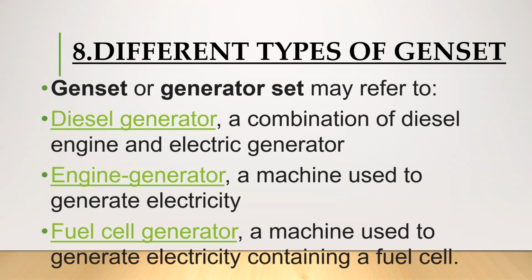So in short words, diesel generator is the most common genset, which contains a diesel engine and electric generator. An engine generator is a machine which generates electricity, and the third one, fuel cell generator, generates electricity and contains a fuel cell. So a machine containing a fuel cell and generating electricity is a fuel cell generator.